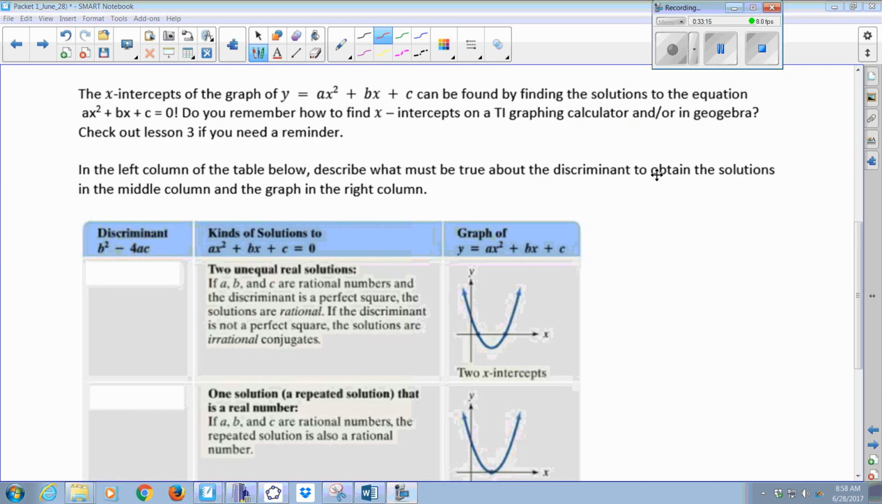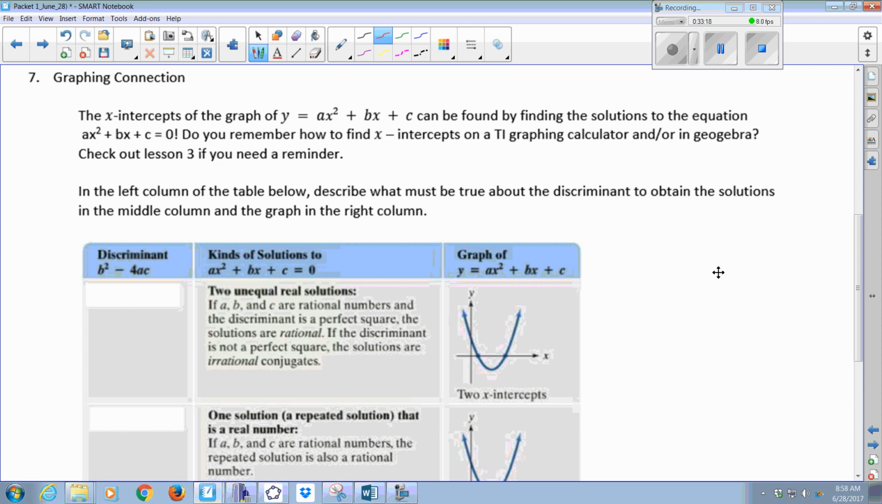And finally, in the class activity for lesson 8, we're tying this all together with the graphing connection that X-intercepts of the graph y equals ax squared plus bx plus c, so this would be a parabola that you'd be graphing. The X-intercepts can be found by finding the solutions to the equation ax squared plus bx plus c equals 0. In other words, you make y equals 0. That's how we solve our quadratic equations. The connection to y equals 0 in terms of our graph of the parabola is the X-intercept, because all X-intercepts have y equal to 0.